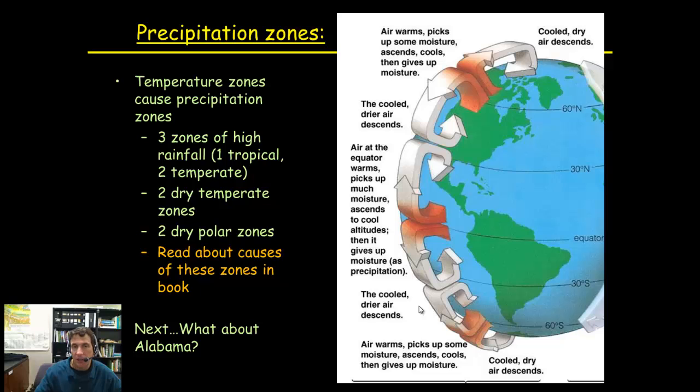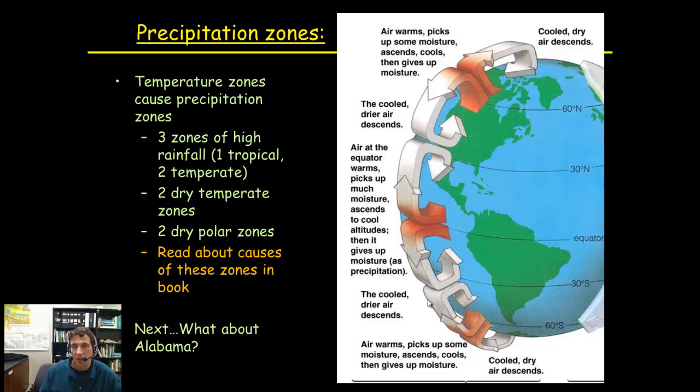Now, all of this leads to the different precipitation zones that we have on the planet. There are 3 zones that get a lot of rain and 4 zones that are relatively dry. And the way this works is we're going to go across this cartoon. We're going to start at the equator and follow packets of air as they move around. Before we do that, realize, of course, that this is an idealized version of climate patterns, and it's never quite so tidy as depicted in this cartoon.